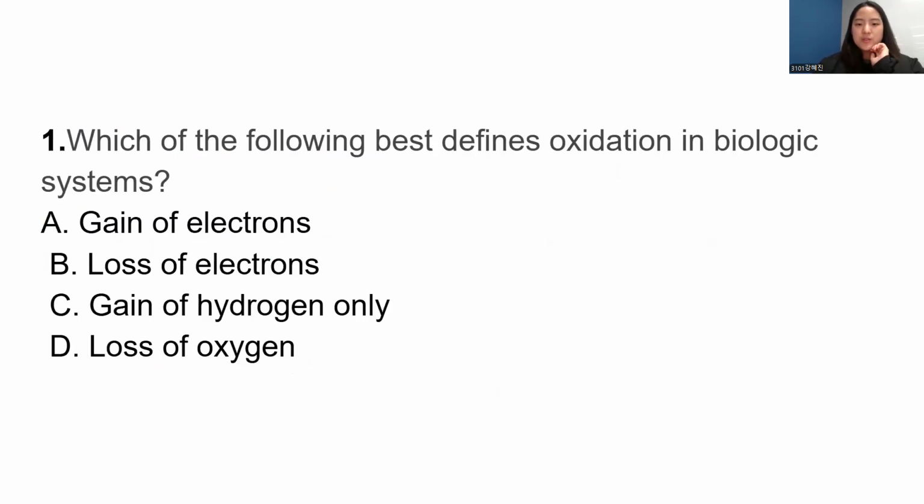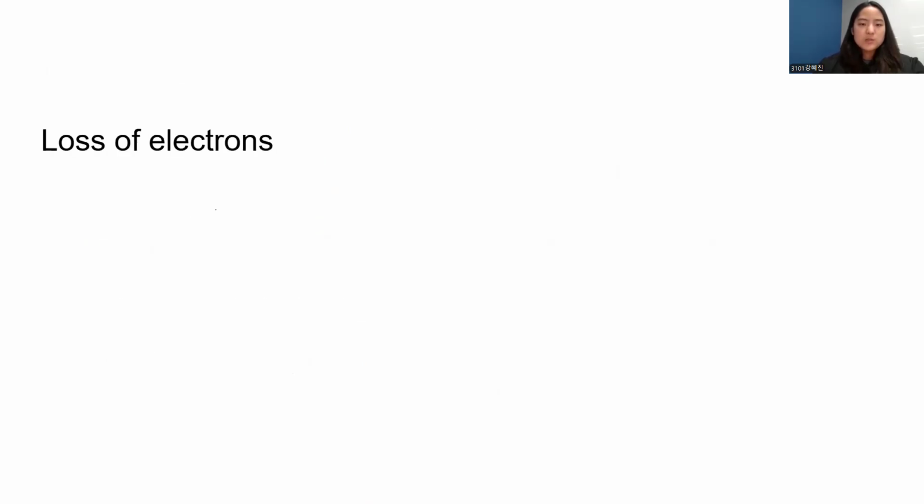If we move on to the five multiple choice questions, the first one: which of the following best defines oxidation in a biologic system? This was the basic definition question. The answer here is loss of electrons. And this should be coupled with reduction, gaining electrons, to match the overall balance in the living cell system.